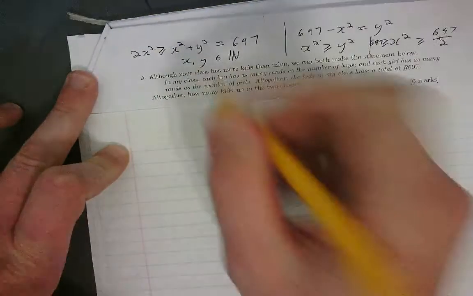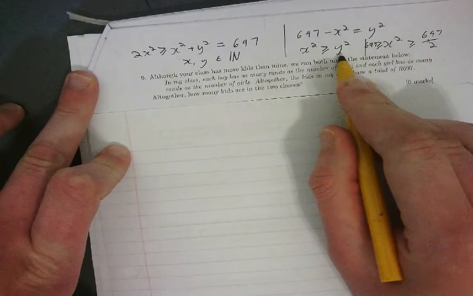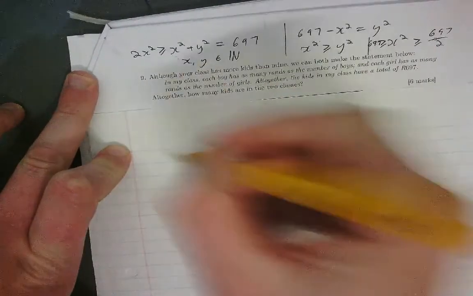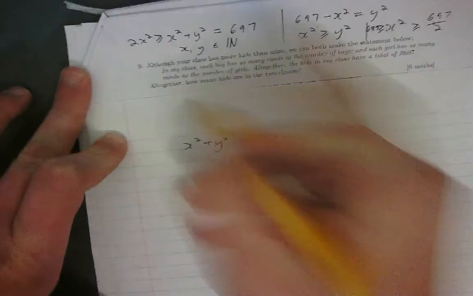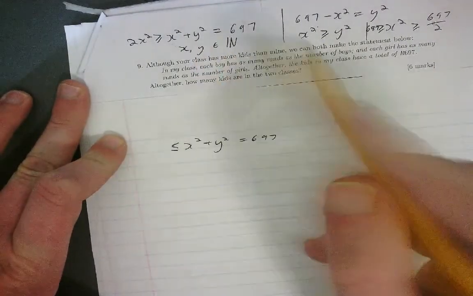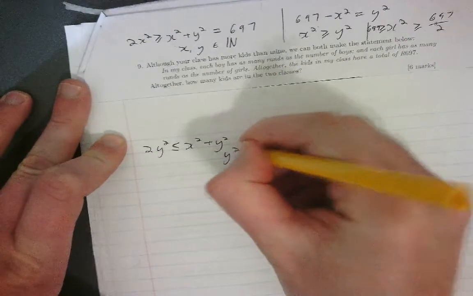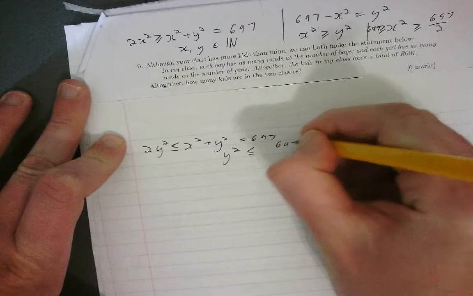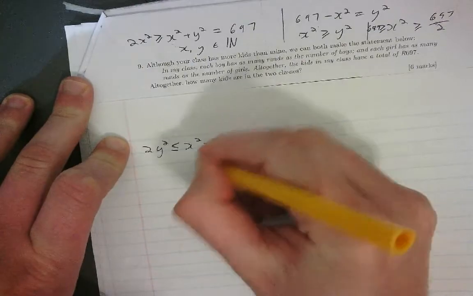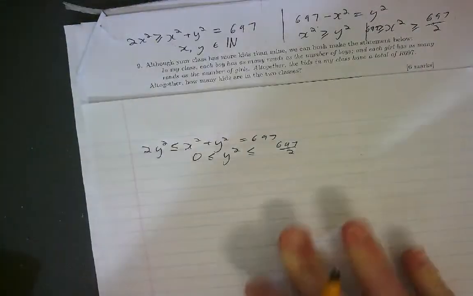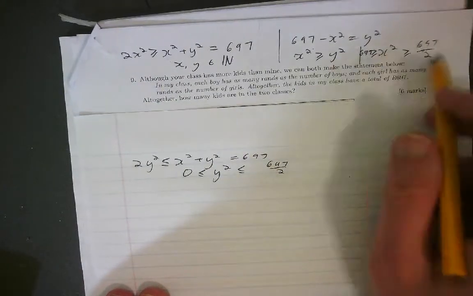We have that if x squared is greater than y squared, I can get a bound for y squared by just using this inequality over here. We get that x squared plus y squared equals 697, and this is greater than 2y squared. Dividing by 2, we get y squared is less than or equal to 697 divided by 2, and also clearly y squared must be greater or equal to 0. And this gives a range of values for y squared.